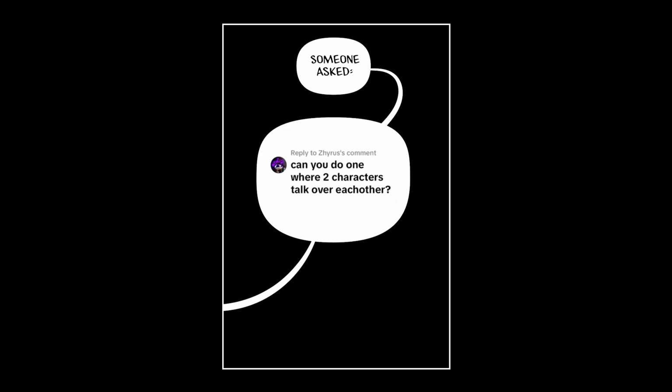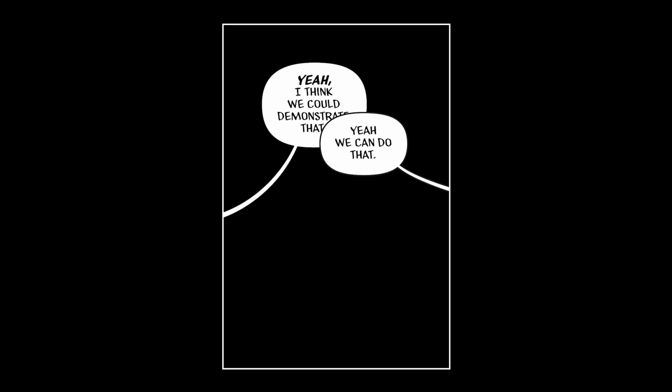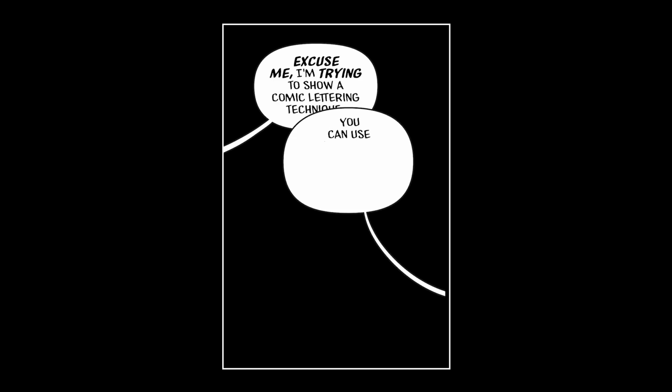Someone asked, can you do one where two characters talk over each other? Yeah, I think we could demonstrate that. Yeah, we can do that. Excuse me, I'm trying to show a comic lettering technique. You can use overlapping balloons to show someone talking over someone else.